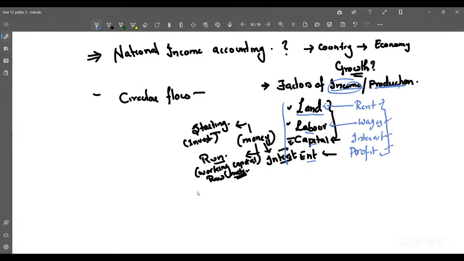Are you getting the point? You don't need anything more than these four. At the same time, this is the minimum requirement also. Even if one is missing out of these four, you cannot produce anything. That's what you have to keep in mind, either it could be a product or it could be a service.